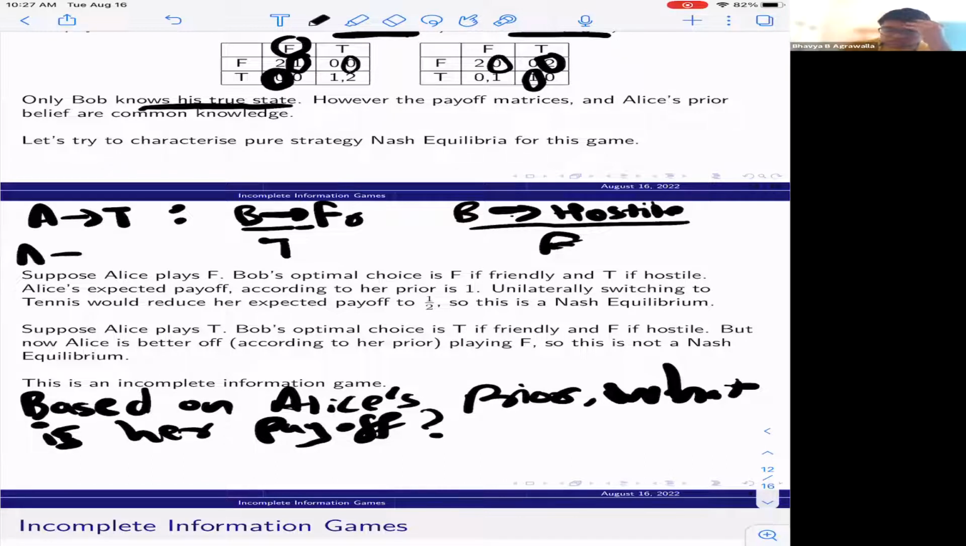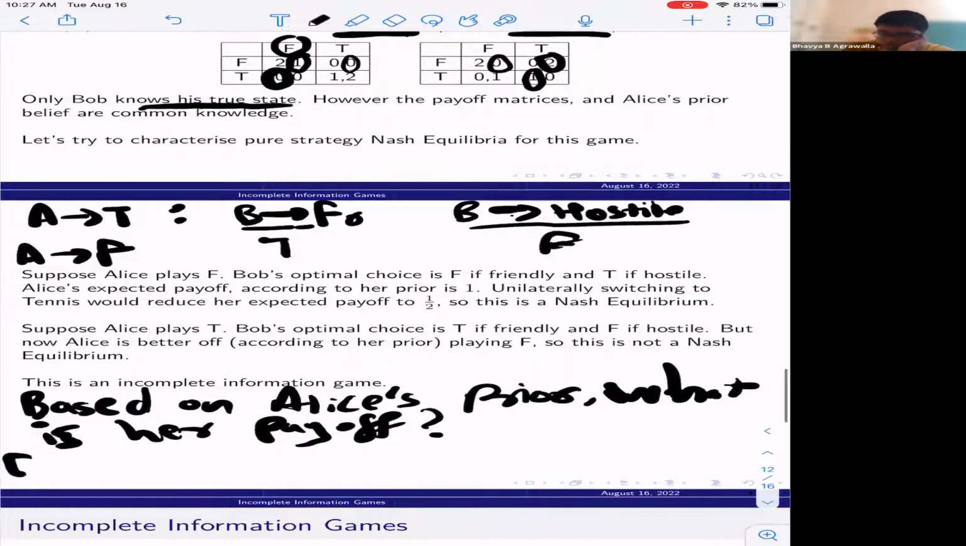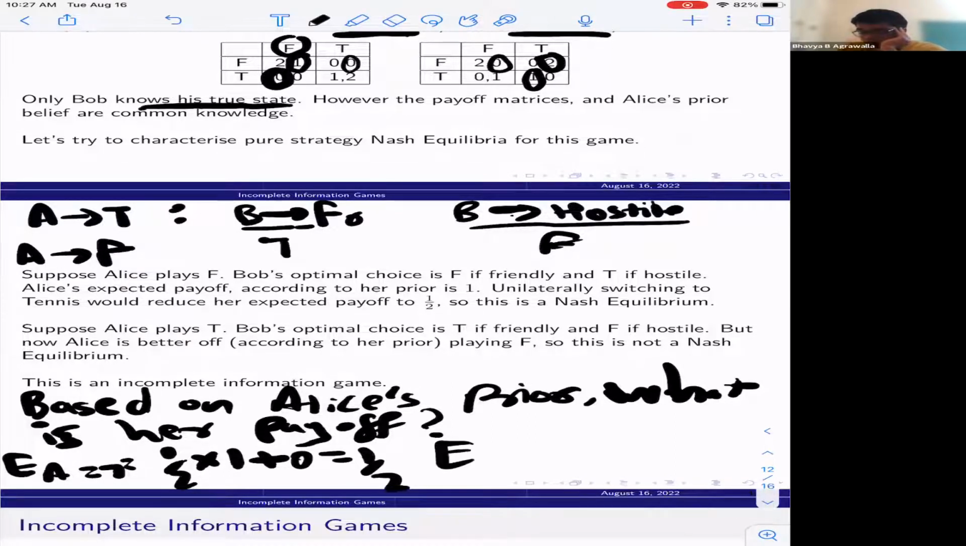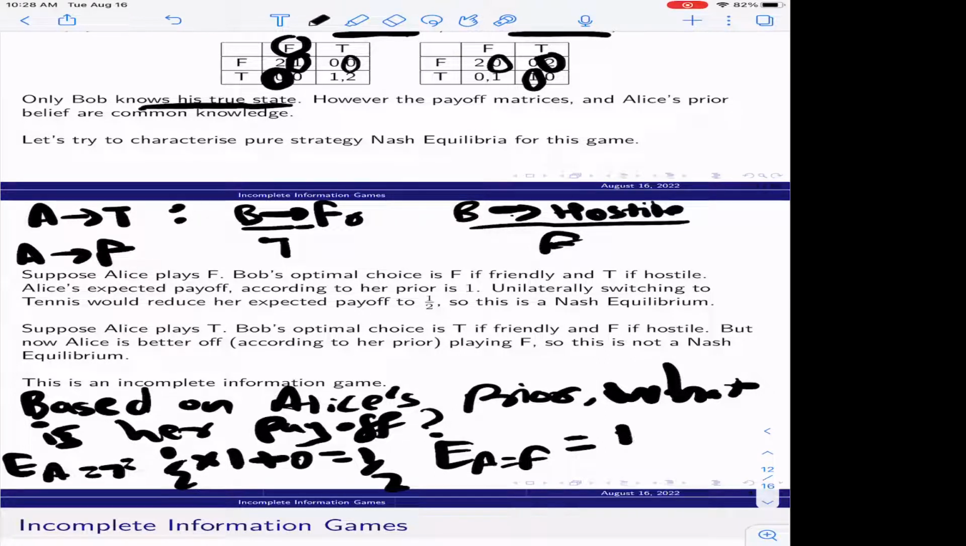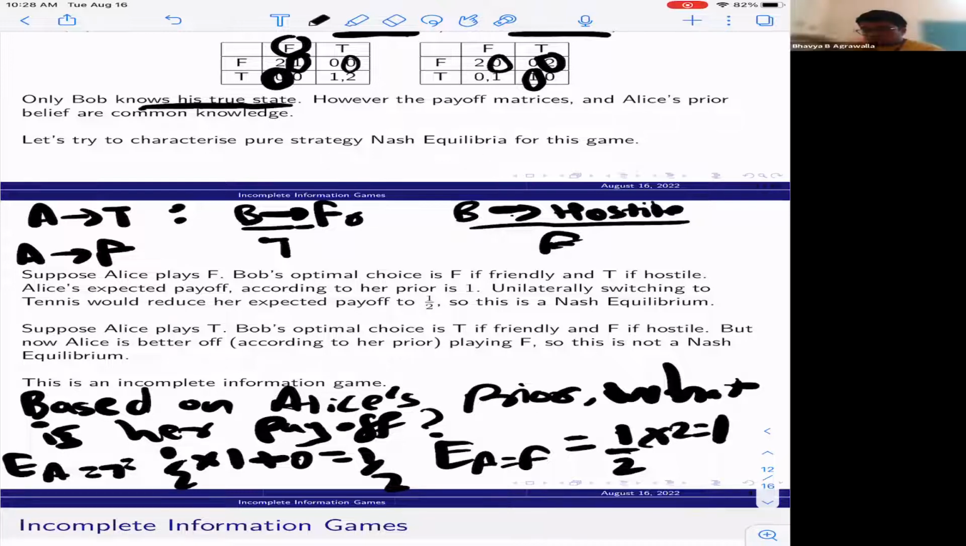So let's come back to Alice, and would she want to switch to football given that Bob is playing this strategy? So what is the expected payoff when Alice is playing tennis? When Bob is friendly, it's half into one, plus when Bob is hostile, half into zero, so plus zero, which is half. And what is the expected payoff when she plays football? When Bob is friendly, it's zero, and when Bob is hostile, it's two, so it's half into two, equals one.